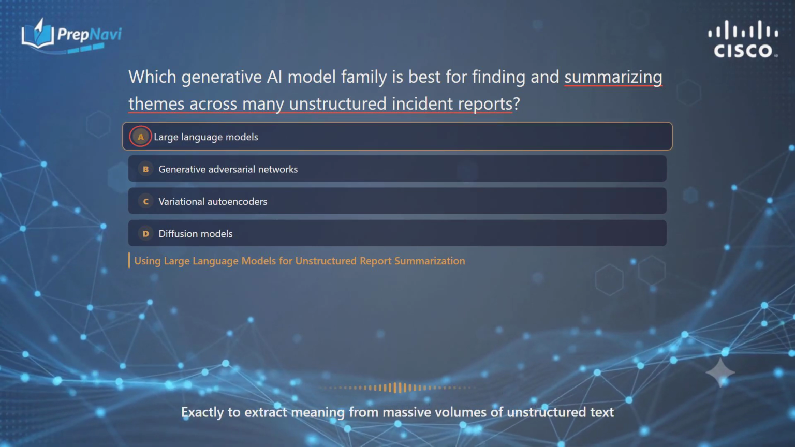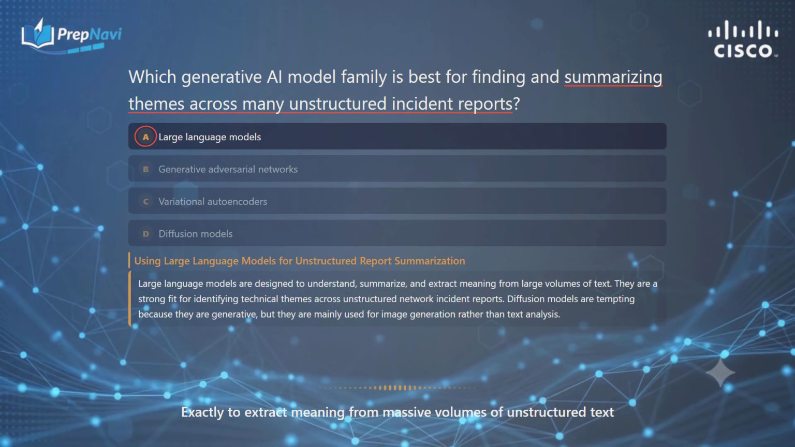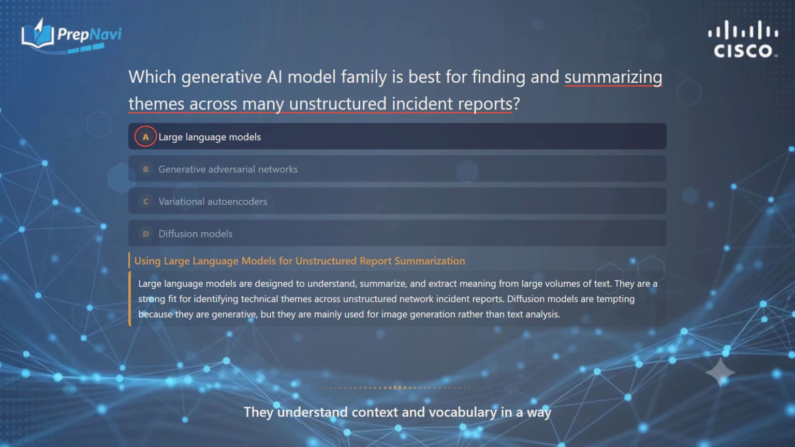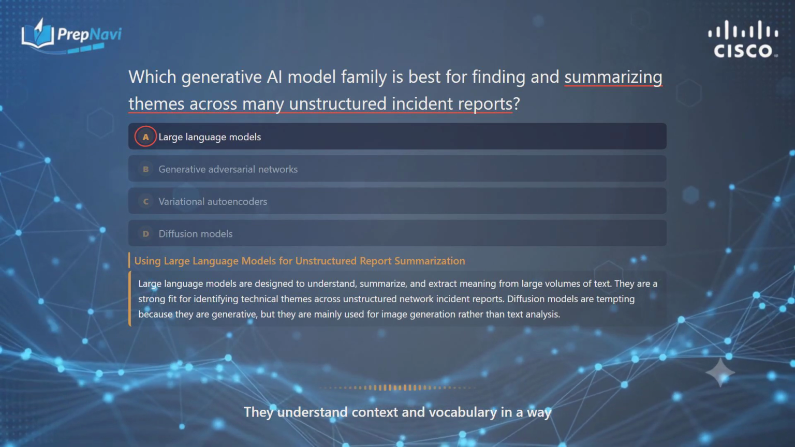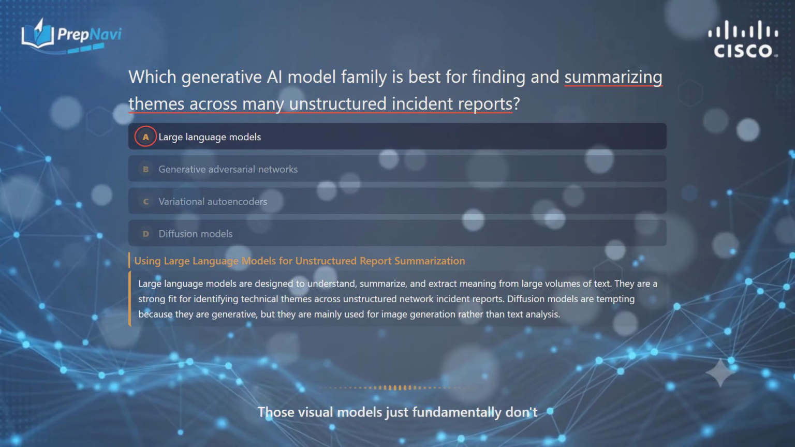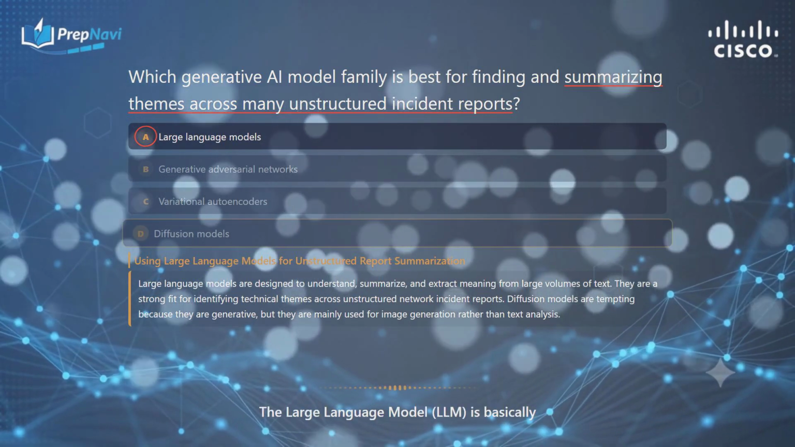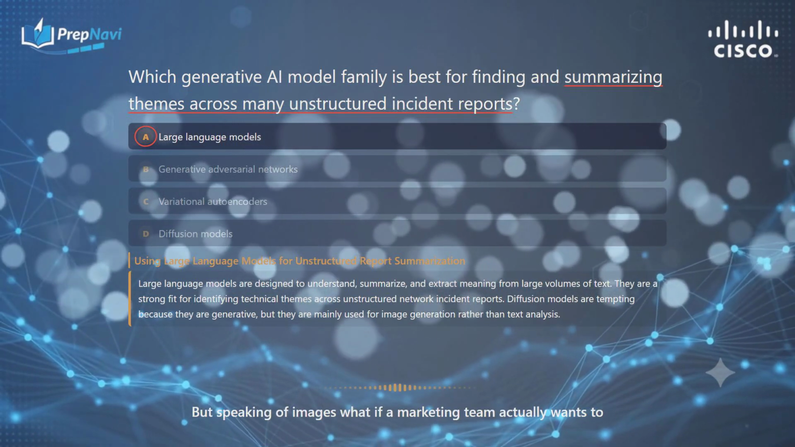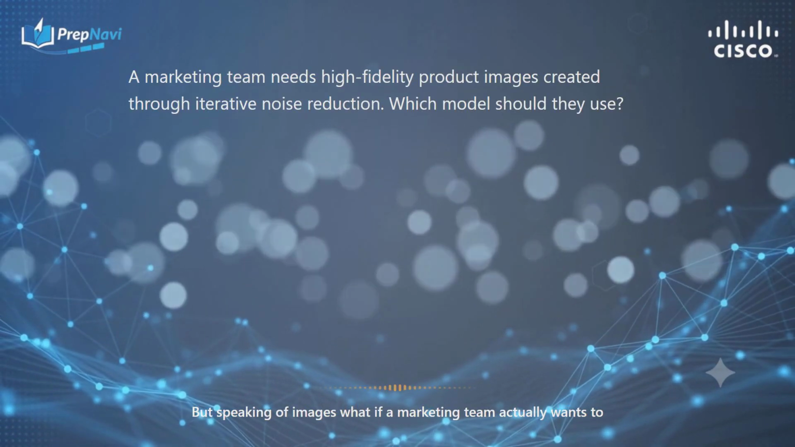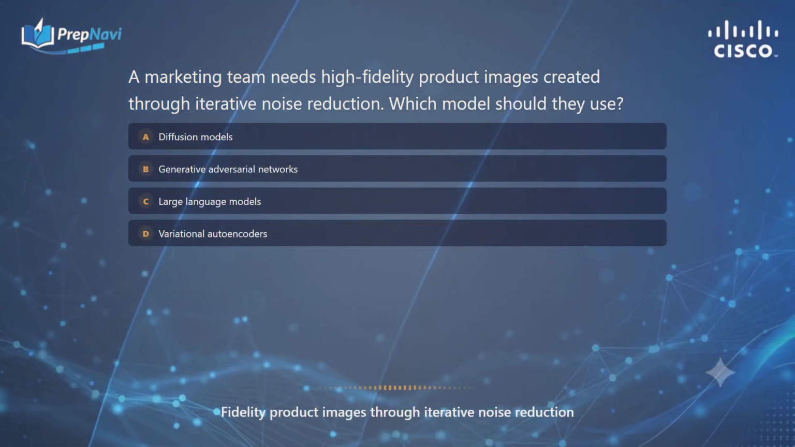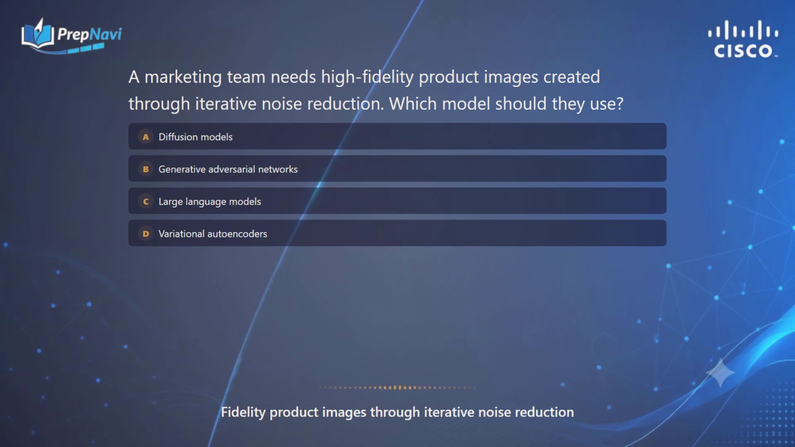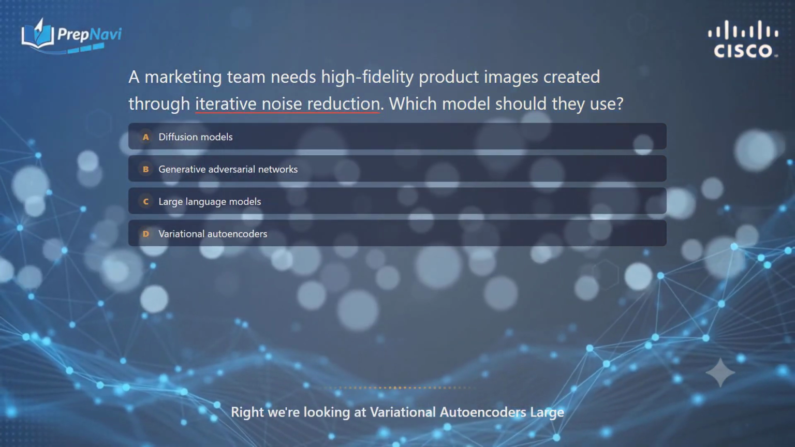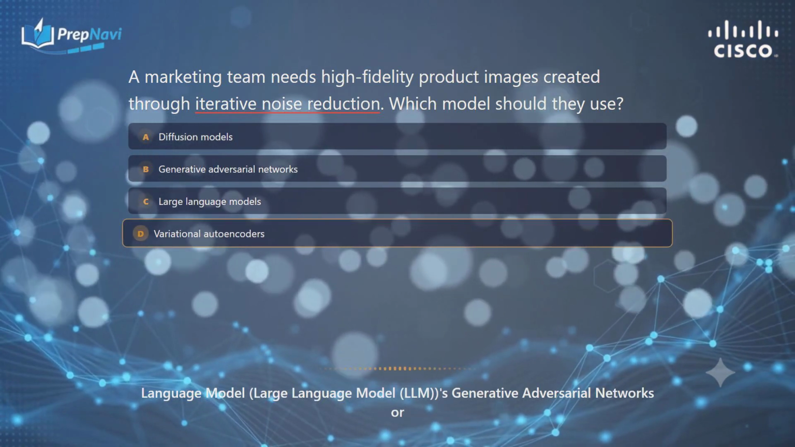Exactly. To extract meaning from massive volumes of unstructured text, large language models are specifically designed for the job. They understand context and vocabulary in a way those visual models just fundamentally don't. That makes perfect sense. The LLM is basically the ultimate speed reader for tech tickets. But speaking of images, what if a marketing team actually wants to create high-fidelity product images through iterative noise reduction? Oh, I love this question. Right. We're looking at VAEs, LLMs, GANs, or diffusion models again.